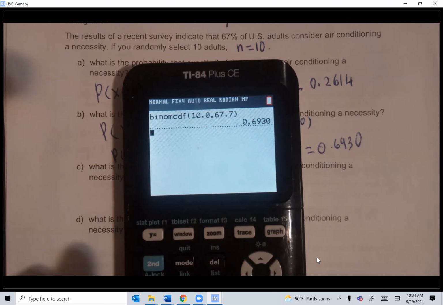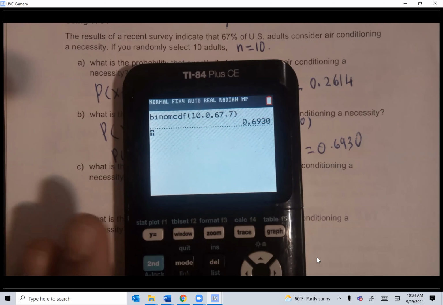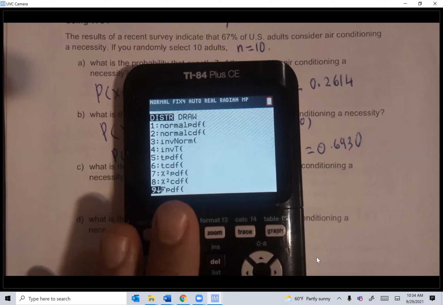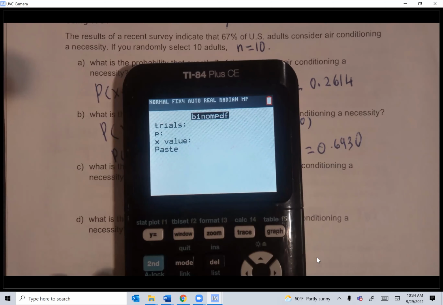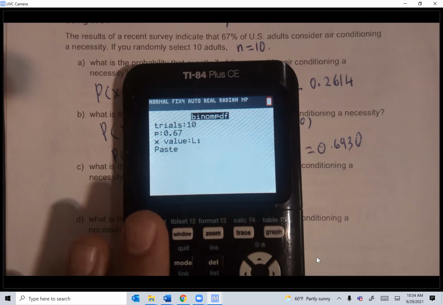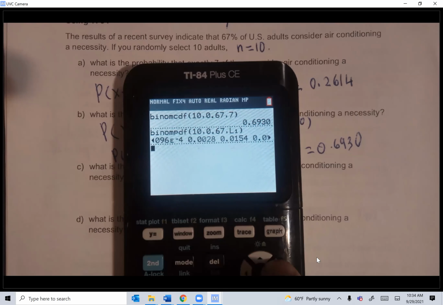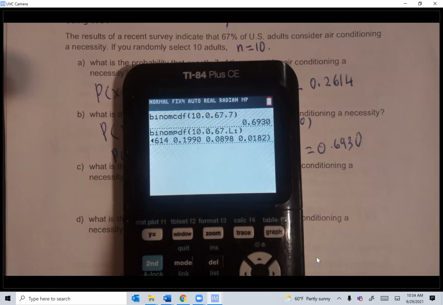So if I go back and show you what I did earlier, guys, when we did this, second and distribute, let me just do that. We did 10, we did 0.67, we did the X value, which is L1, that's what I put there, and then hit paste. Okay, so if I do this, guys, let me go to the very beginning. Okay, this is X equals 0. This is X equals 1.